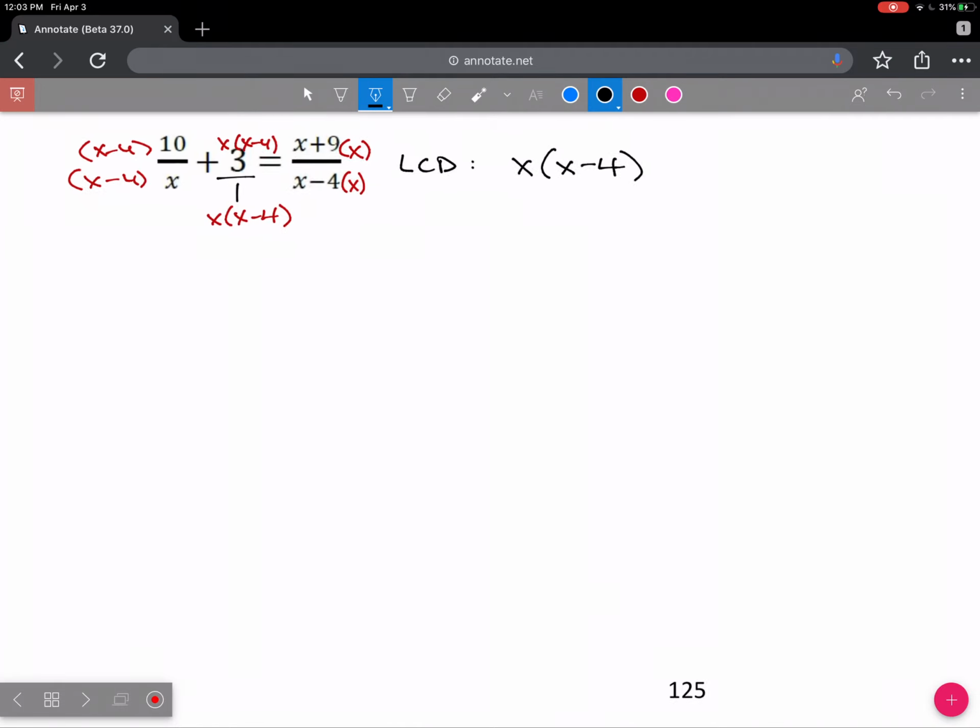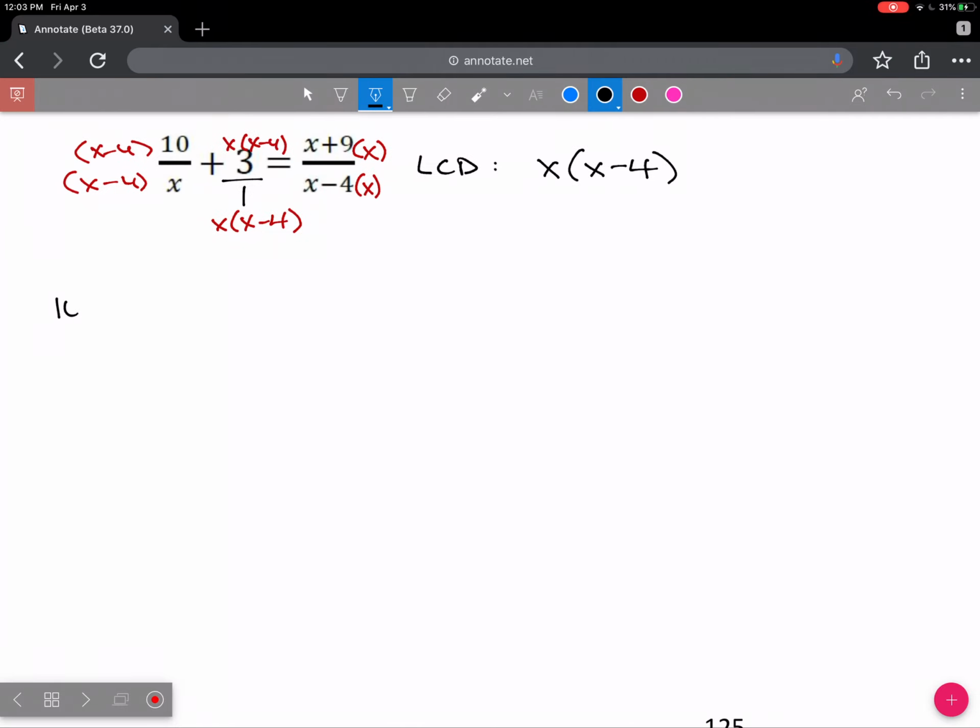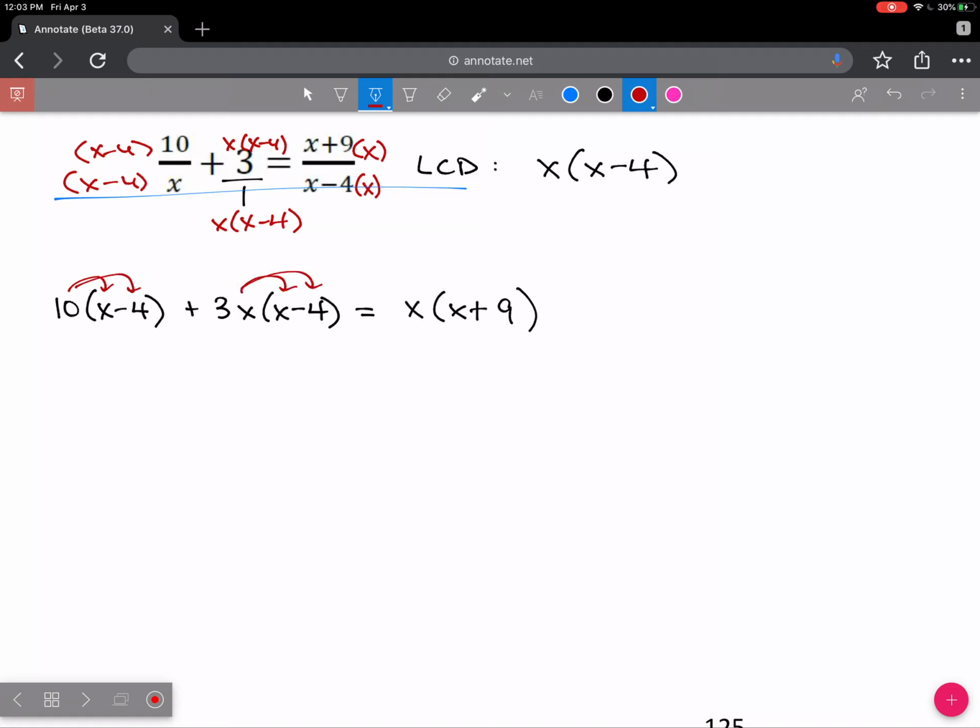Alright, so taking a look at the left hand side, I'll have a 10 outside of an x minus 4 plus a 3x outside of an x minus 4 equal to an x outside of an x plus 9. And I have the LCD in common on both sides, so I can just drop the LCD. I don't need to think about it anymore. Distributing and collecting like terms. Got 10x minus 40 plus 3x squared minus 12x equals x squared plus 9x.